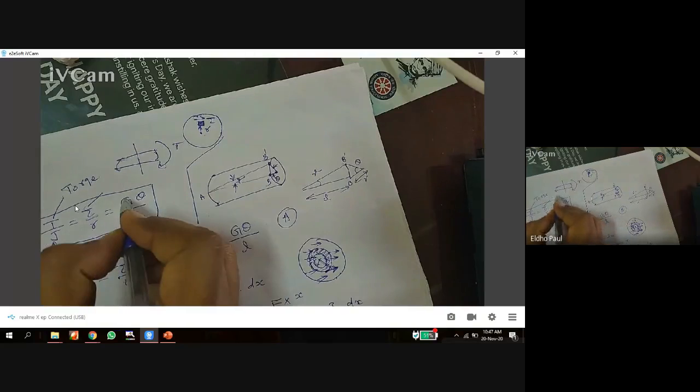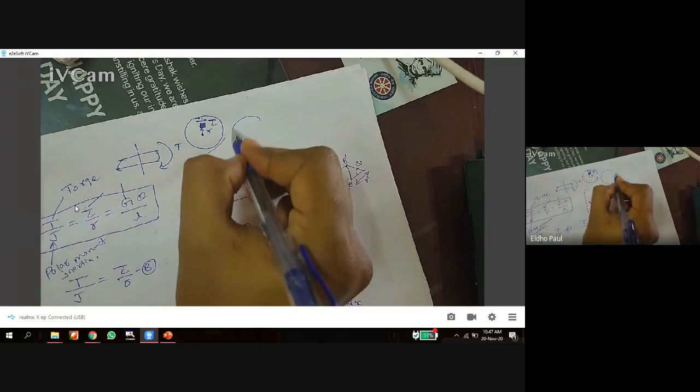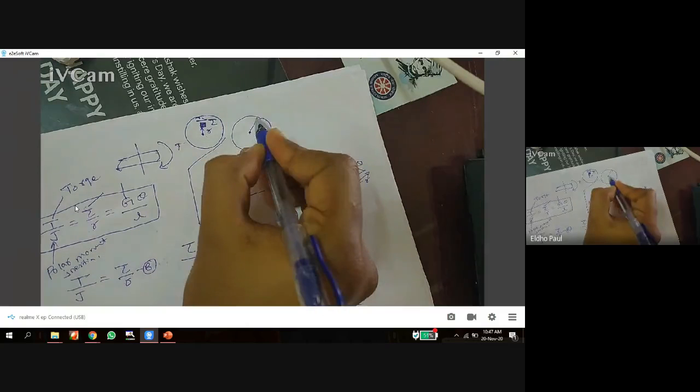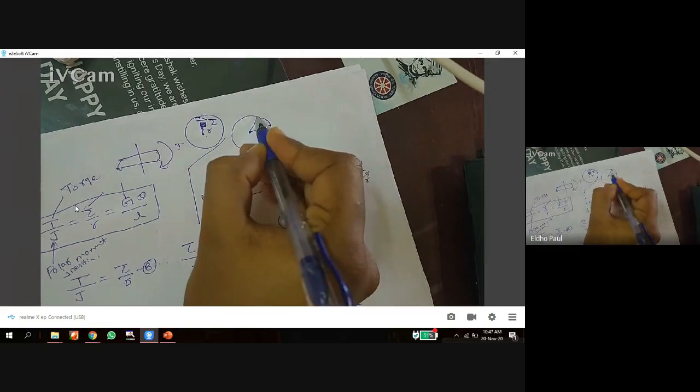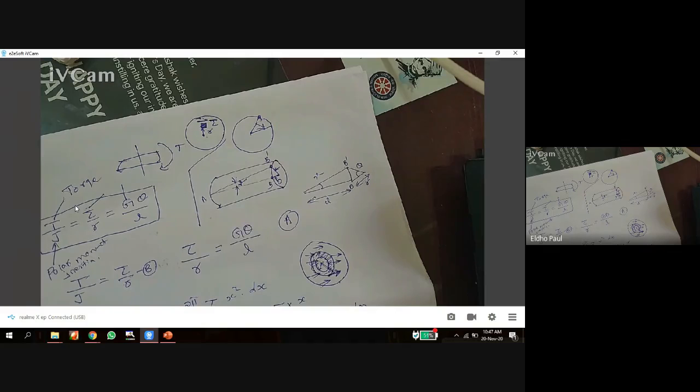And G is the material property, that is the shear modulus or modulus of rigidity. It will vary with respect to the material. For steel, it has a G value, for aluminum, it has another G value. Theta is the angular twist: after applying torque, how much a point is twisted across the cross section. L is the length of the shaft. These are the components of this equation.